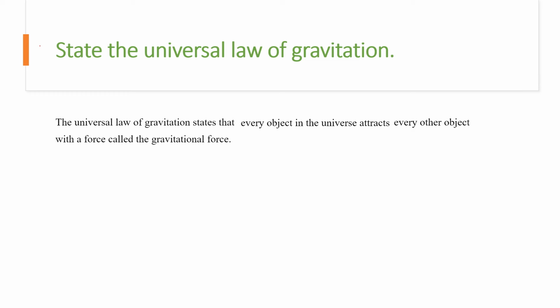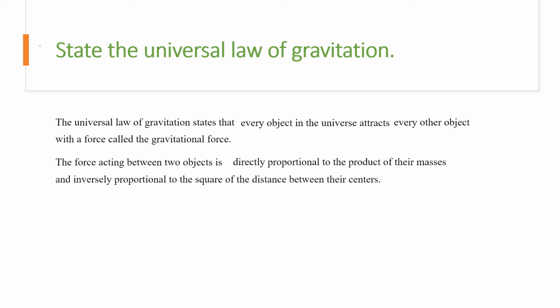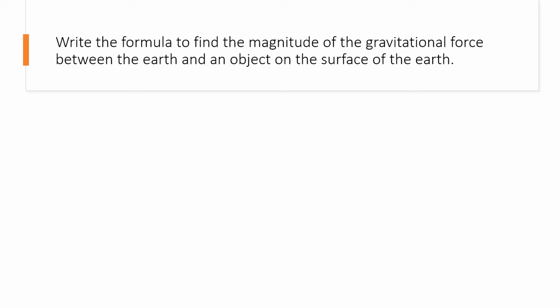Okay, it attracts. What is the attracting force called? Gravitational force. The force acting between two objects is directly proportional to the product of their masses and inversely proportional to the square of the distance between them, between their centers. Okay, this first question is answered.